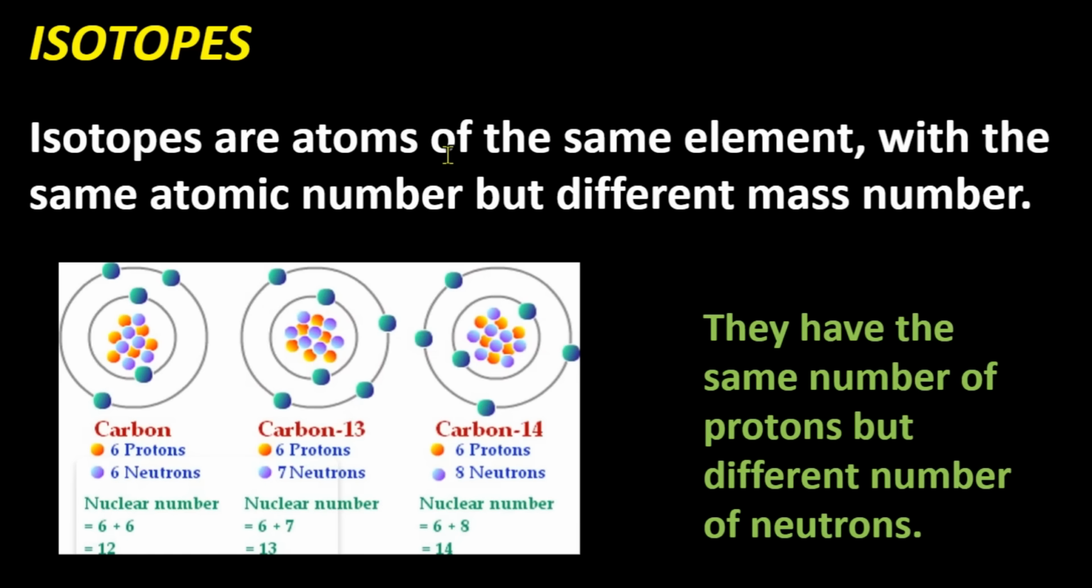Isotopes are atoms of the same element which have the same atomic number but different mass number. This means that they have the same number of protons but different number of neutrons. For example, here we have carbon 12, which has 6 protons and 6 neutrons. Carbon 13 has 6 protons but 7 neutrons, and carbon 14 has 6 protons but 8 neutrons.